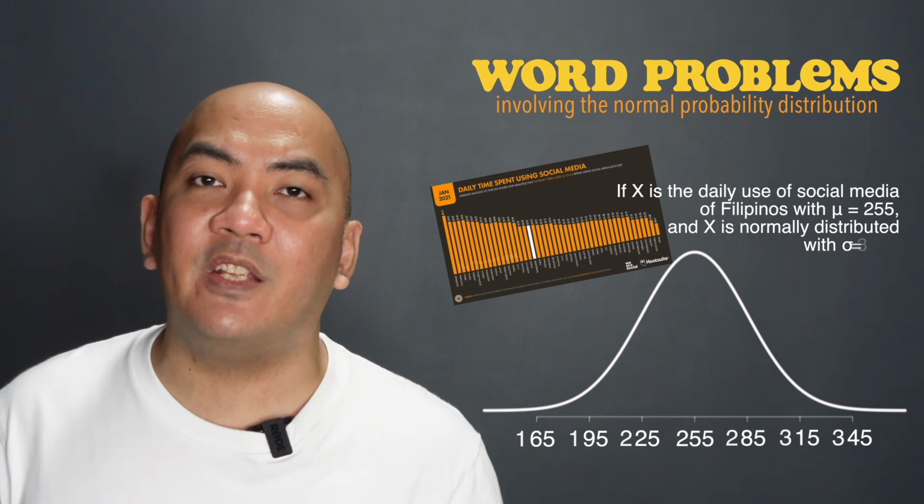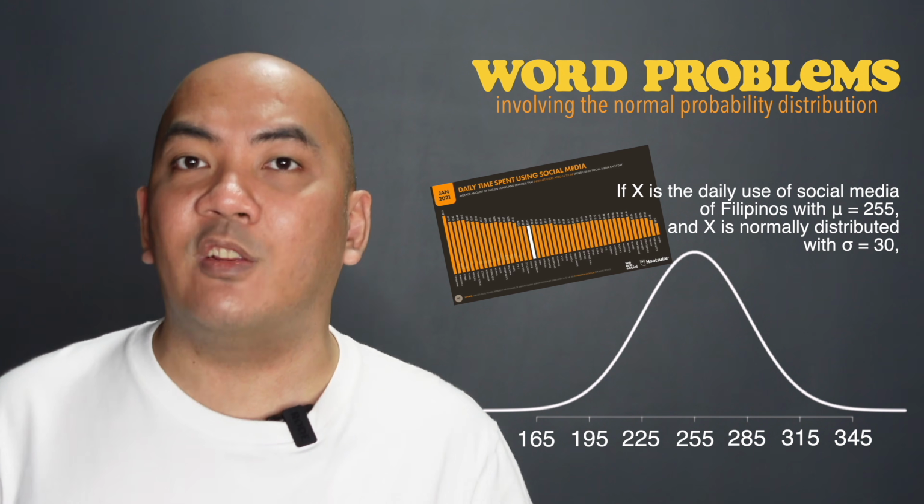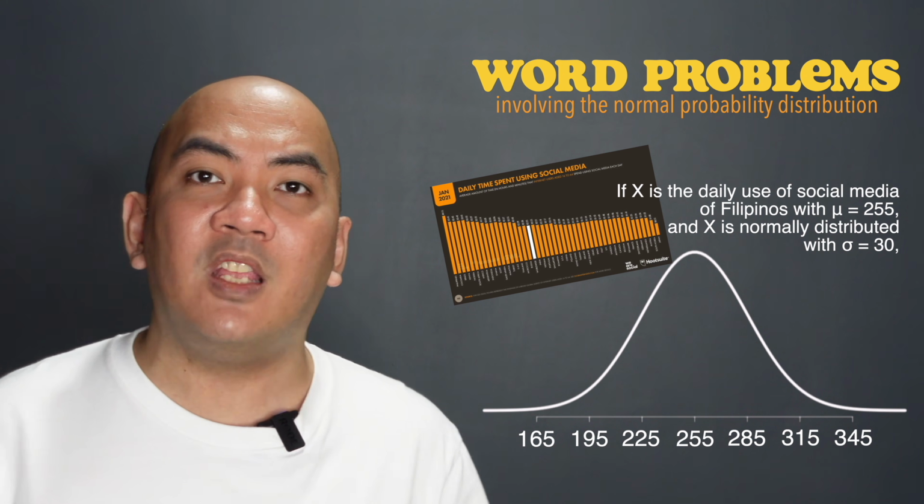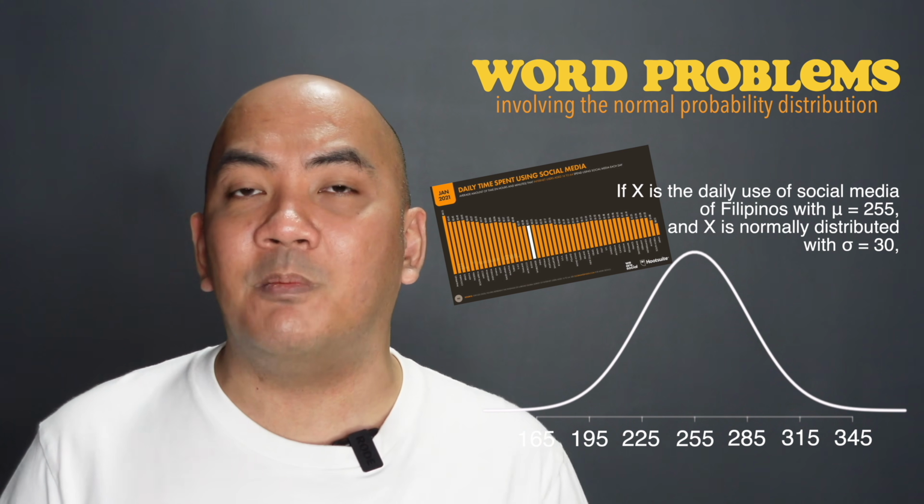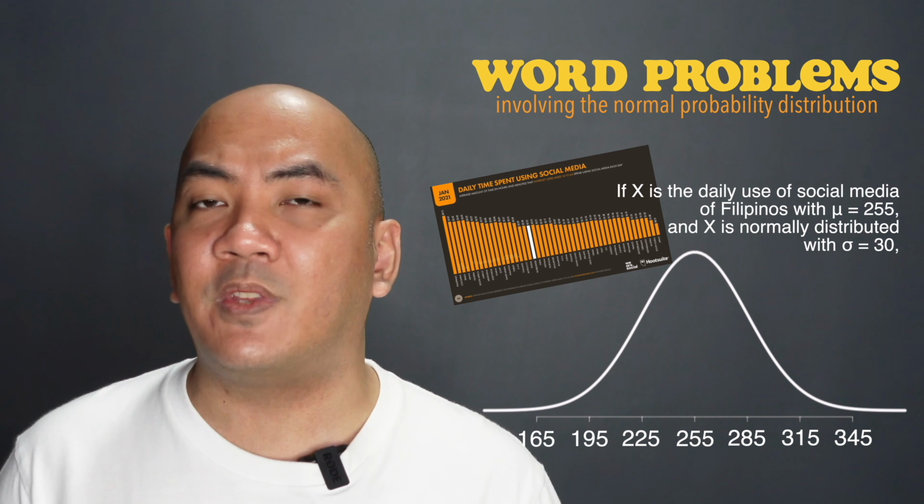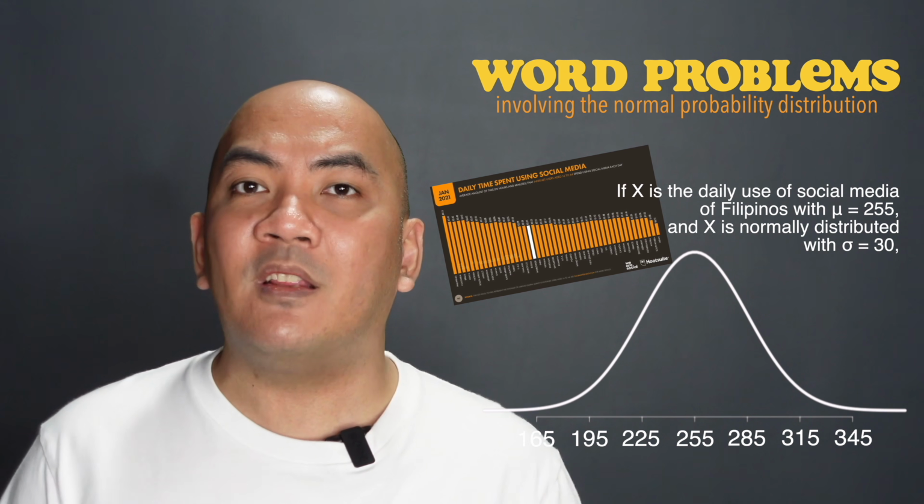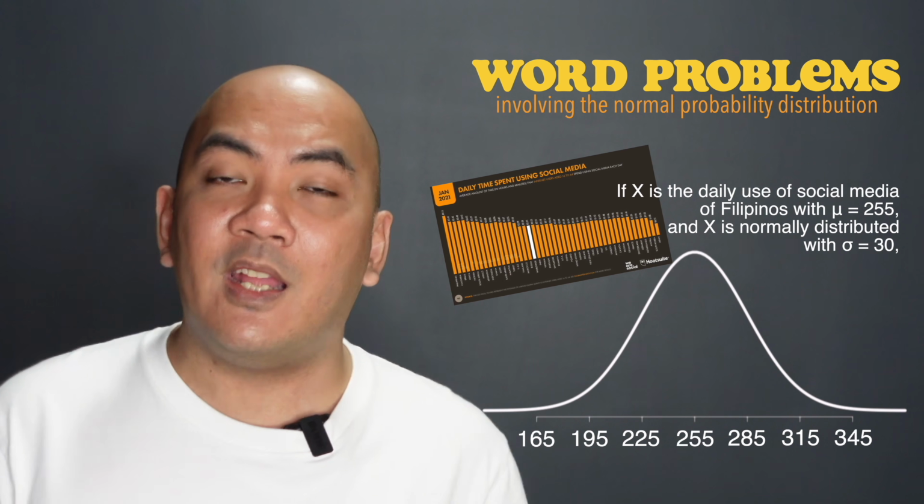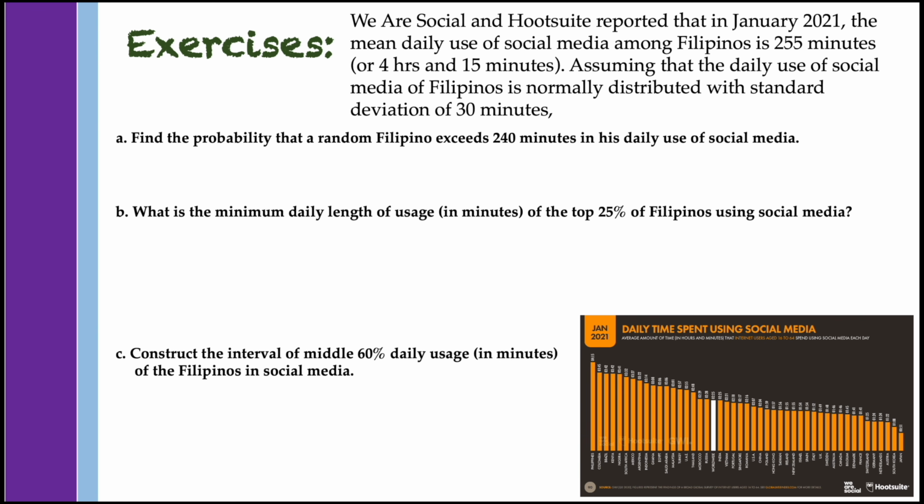Now, earlier in this video, I shared that We Are Social and Hootsuite reported that last January 2021, the mean daily use of Filipinos in social media is 255 minutes or 4 hours and 15 minutes. Assuming that the daily use of social media of Filipinos is normally distributed and the standard deviation is 30 minutes, find the following.